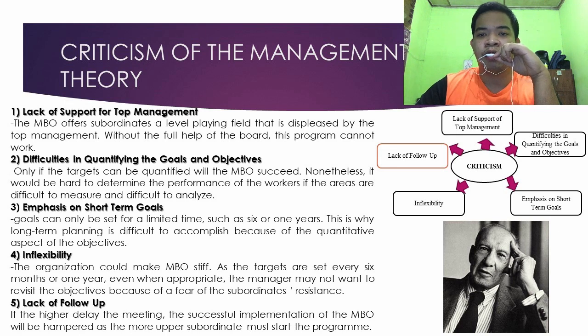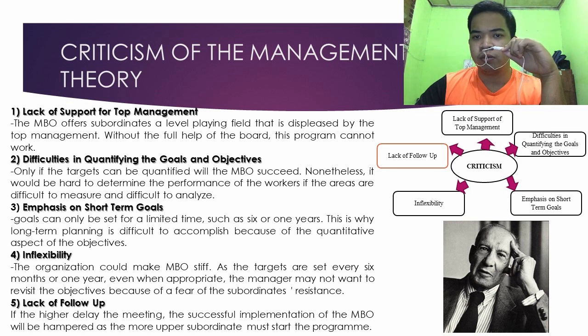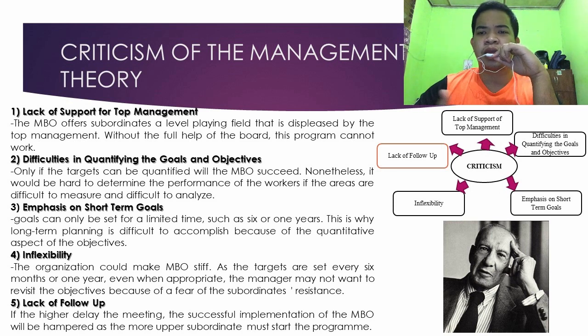So the second is about the difficulty in quantifying the goals and objectives. If the target can be quantified, MBO will succeed. Nonetheless, it will be hard to determine the performance of the worker if the areas are difficult to measure and analyze. Therefore, MBO has no subjective performance evaluation. It just pursues efficiency without taking the ingenuity of the workers into account. So, Peter Drucker said that so much of what we call management consists in making it difficult for people to work.